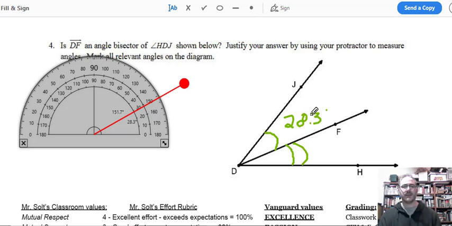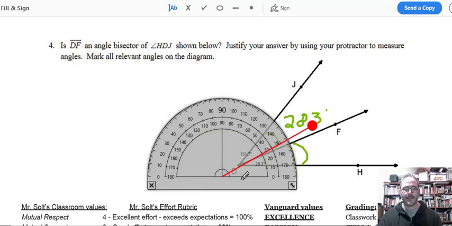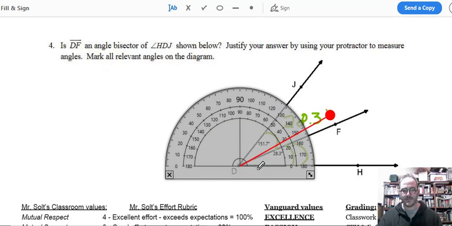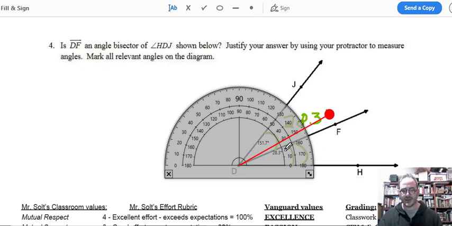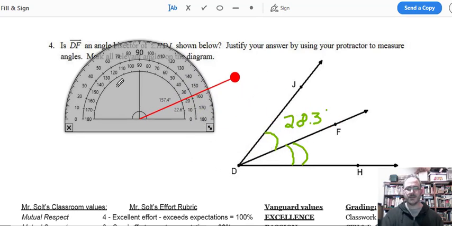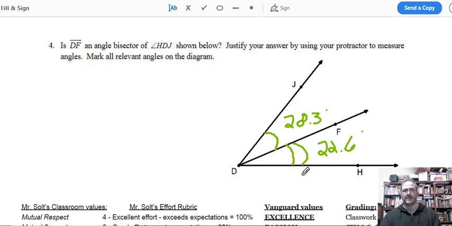28.3 degrees. And what was the other one? I don't even remember. Let's measure again. 22.6. 22.6 degrees. All right, if you need this video longer, pause it, moving on.